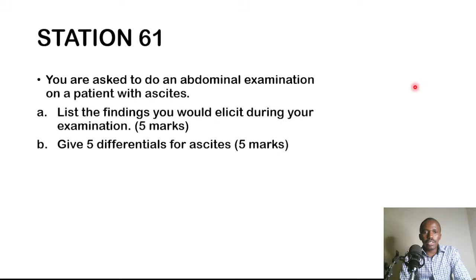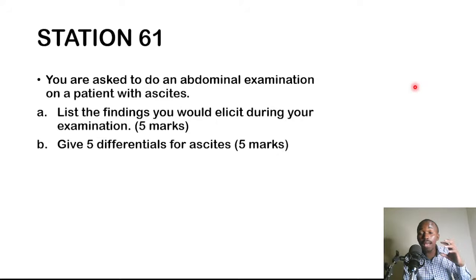Station 61, you are told to examine an abdomen, a patient with ascites. You see what I was telling you about? If you now change your mindset to the examiner's mindset, you are able to even predict what your examiner is going to ask you. OSCE stations are very easy to pass, especially the projected ones. Just think like the examiner.